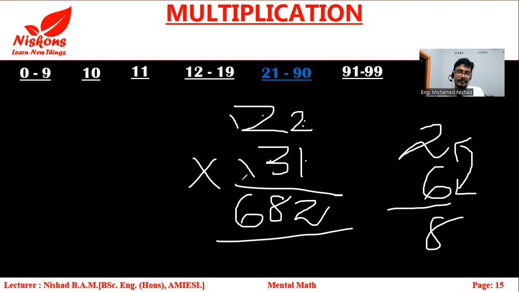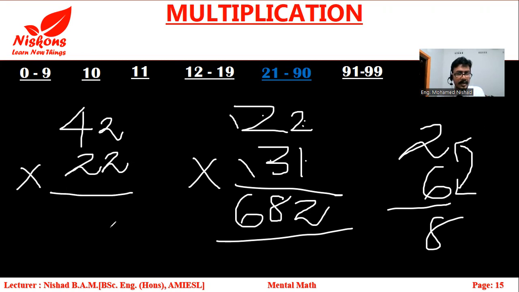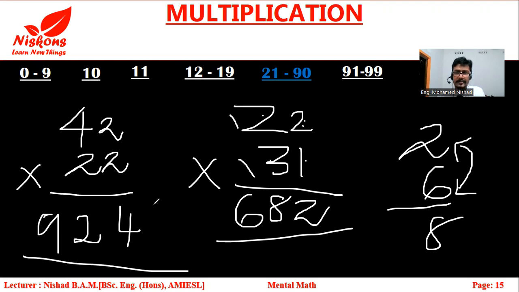Very simple, right? Can anyone answer this question? 42 times 22, what will be the answer? It's very simple. 4, 8, 2, 1, so 9. Is this correct?